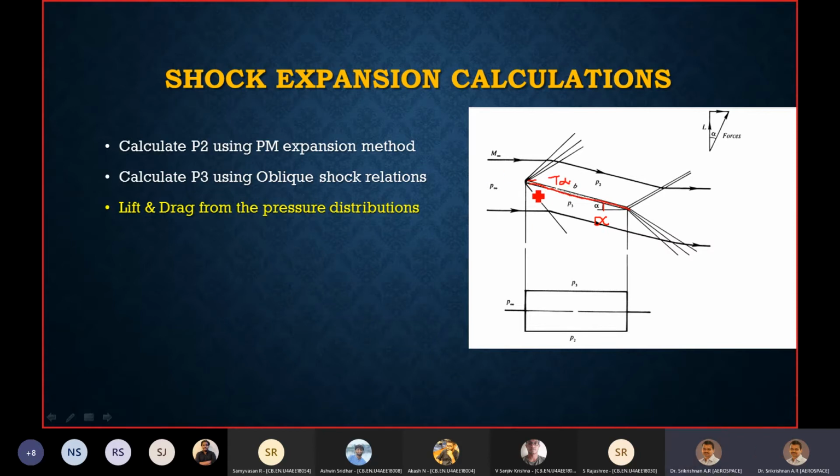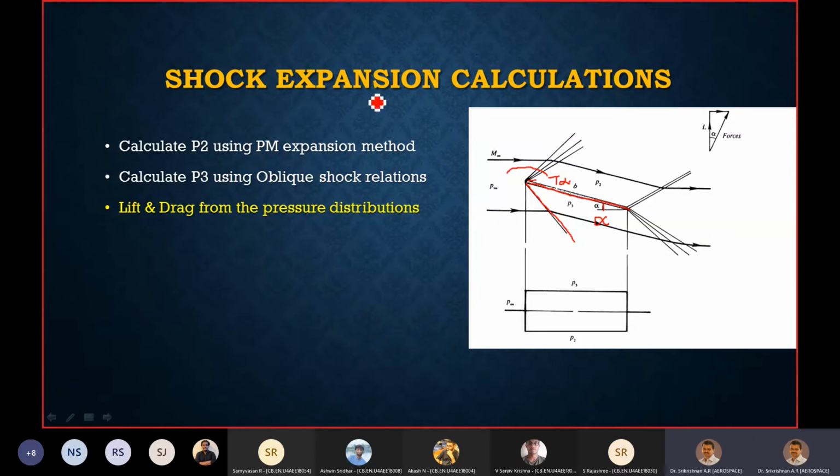Since it is at an angle of attack, on one side you have a compression corner because it's turning the flow in, whereas on the other side it's turning the flow away. So you have an expansion fan, right? This is because it's at an angle of attack. So the flow is not symmetric, unlike in the previous case. On one side you have an oblique shock, on the other you have a fan.